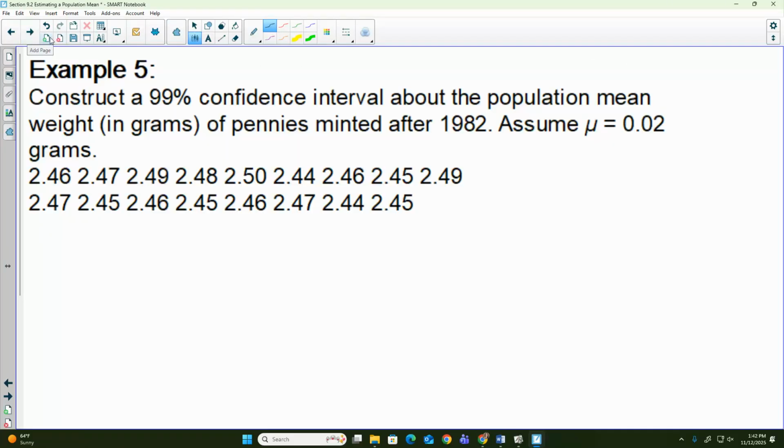So let's try a couple more. I'm constructing a 99% confidence interval around the population mean weight of pennies minted after 1982. So we can do this by hand or on the calculator. For purposes of our example, I'll probably do both, just to make sure you guys understand both ways. No matter what, where do we need to begin? Well, if you want to calculate the mean, yeah, at least enter them in L1, because we're going to need standard deviation and everything even to do it by hand.